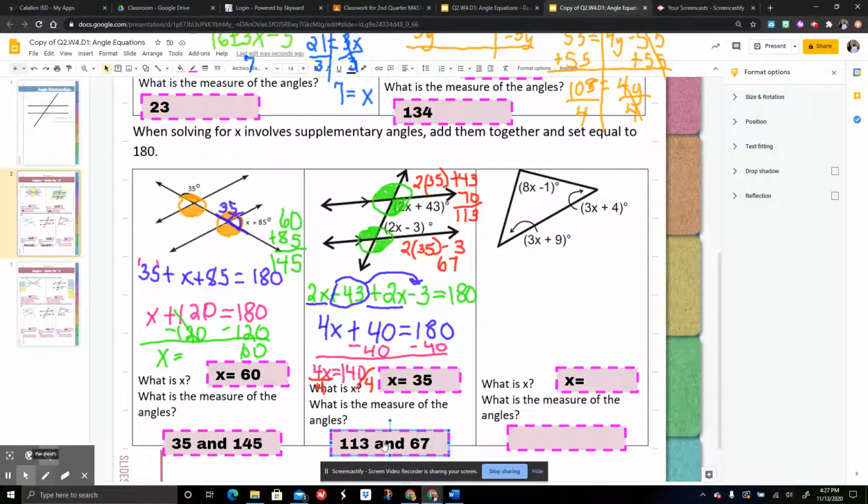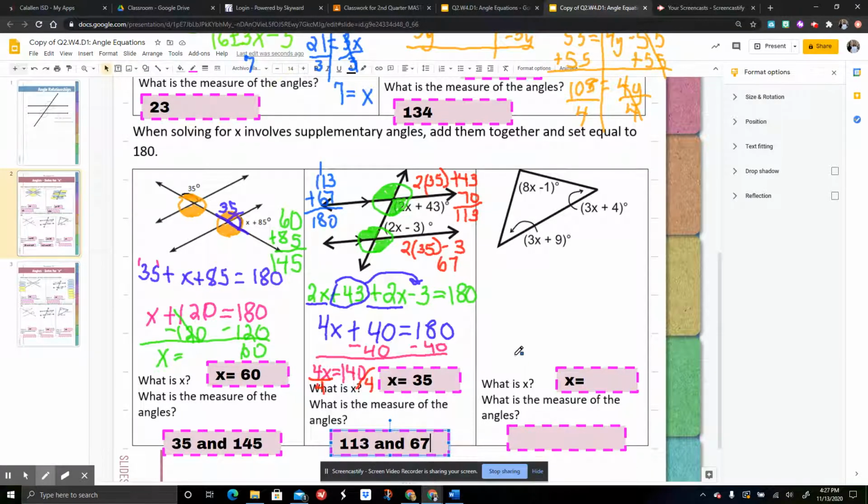And you could check that because we know they have to add up to 180. If you were to add the two angles together, they need to add up to 180 in order to be correct. So if I add 113 and 67, 7 plus 3 is 10, 6 plus 1 is 8, and then bring down the 1, it is 180. So we did that correctly.